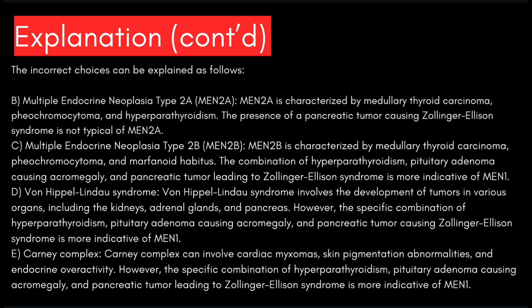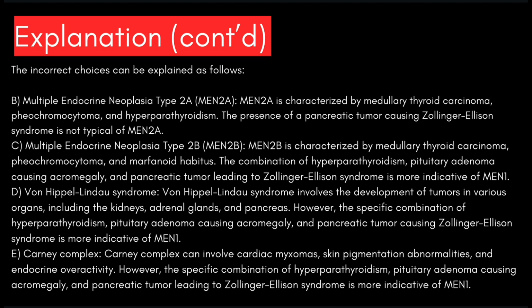Von Hippel-Lindau syndrome. Von Hippel-Lindau syndrome involves the development of tumors in various organs, including the kidneys, adrenal glands, and pancreas. However, the specific combination of hyperparathyroidism, pituitary adenoma causing acromegaly, and pancreatic tumor causing Zollinger-Ellison syndrome is more indicative of MEN1.